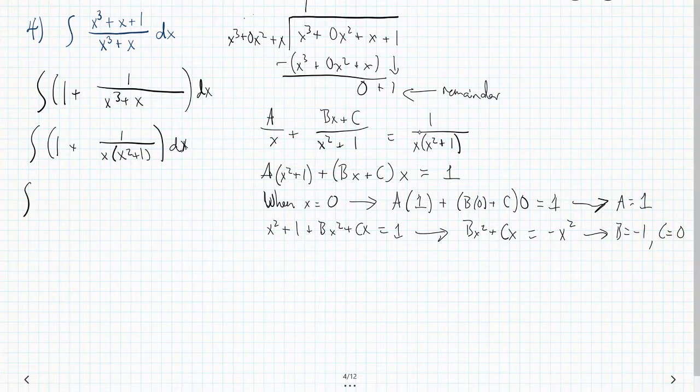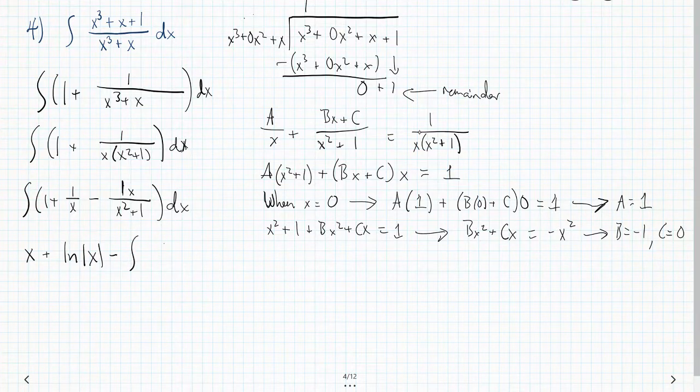Okay, so now our integral becomes the integral of 1 plus, okay, so we have a over x, so that's 1 over x. Well, that isn't going to be too bad. And then minus, so we have no c value, so it's just the bx, so minus 1 x over x squared plus 1. And then we have a dx. So some of this is really nice in terms of our antiderivatives. So we have x plus the antiderivative of 1 over x, which is natural log of x. And then minus, let me put that integral again, and we'll have x over x squared plus 1 dx.